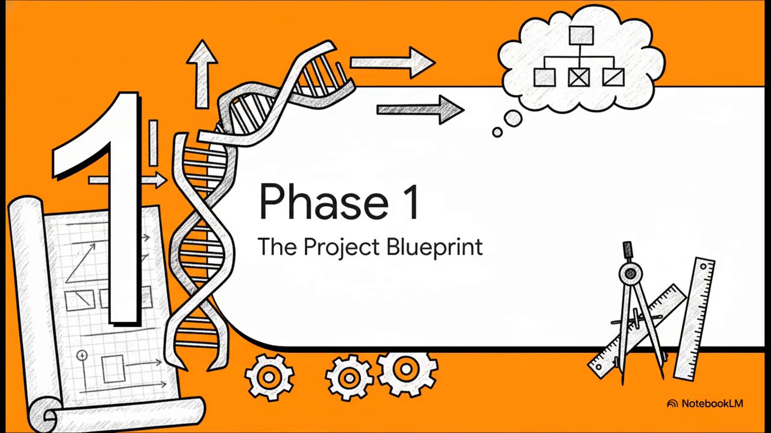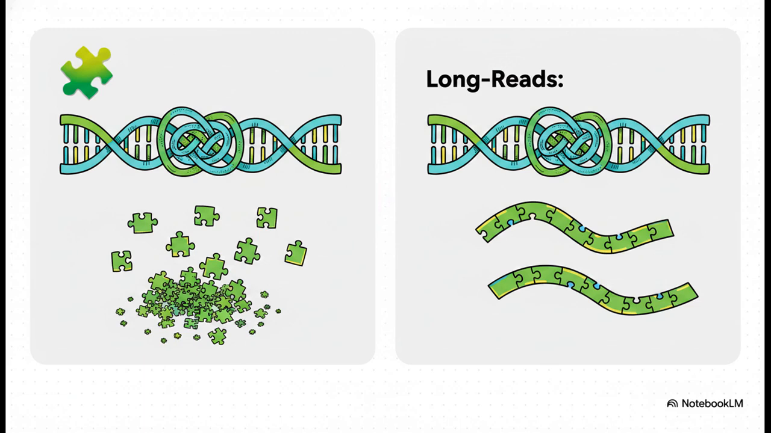All right, first up, phase one. And this is all about the blueprint. Before you even think about sequencing a single molecule of DNA, you have to have a rock-solid plan. This is where you make the big, project-defining decisions. And the first huge choice is your sequencing technology. It really boils down to a classic trade-off.